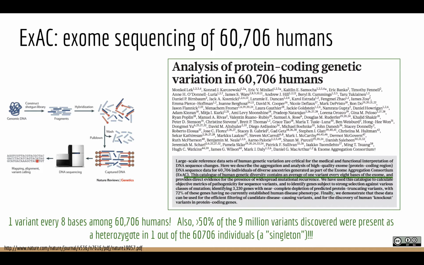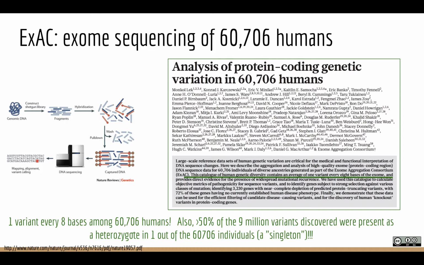Okay, so I'm going to talk about a couple of resources that we have that really help us to interpret genetic variation. The scale of sequencing and finding genetic variation in the human genome has just gone through the roof over the last few years. It started with the 1,000 Genomes Project, and more recently, the Exome Aggregation Consortium, also known as ExAC. It did exome sequencing of 60,706 individuals.